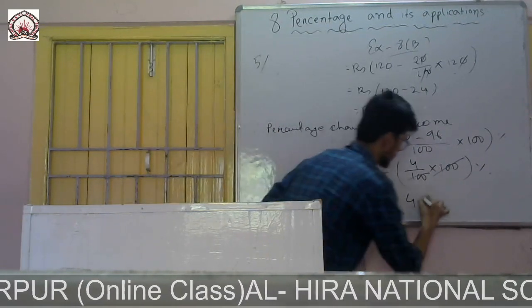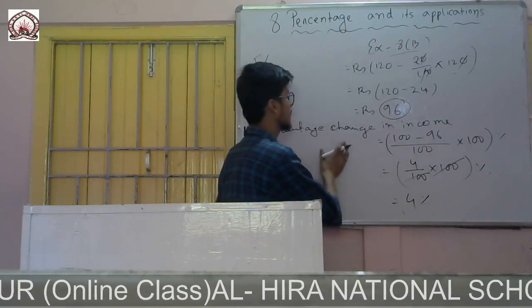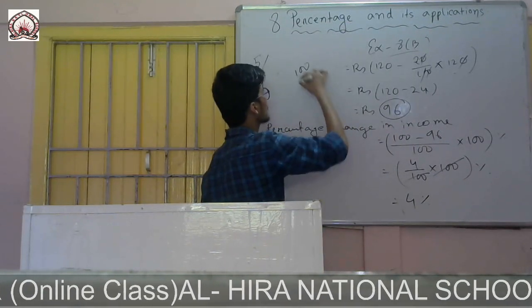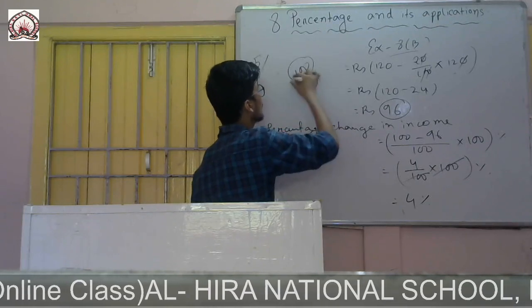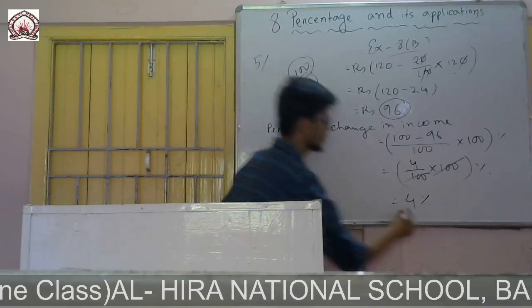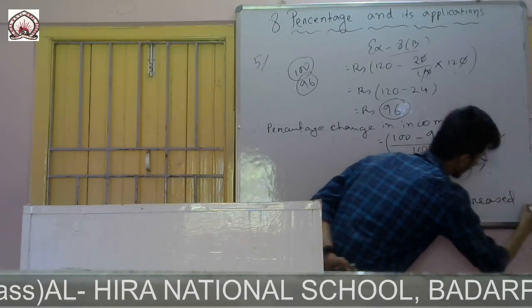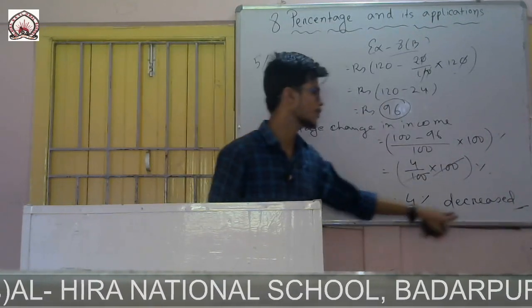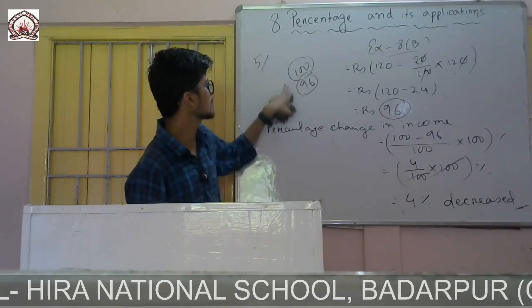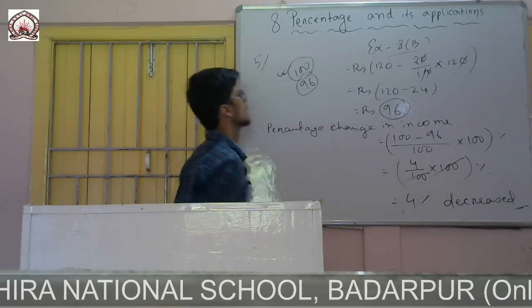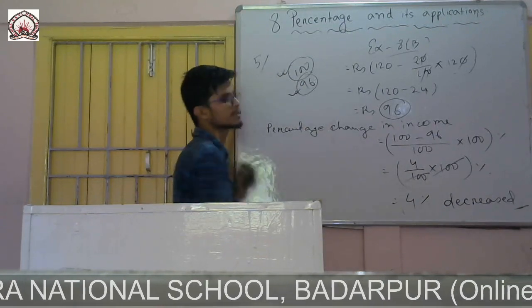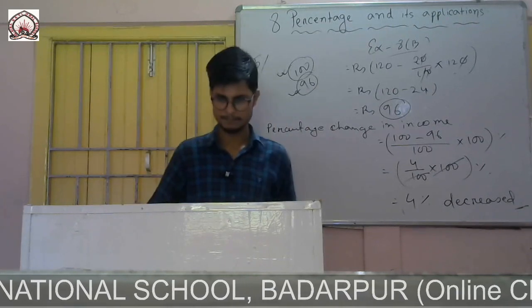So 4%. And what happened? On the income it decreased. Starting it was 100, now it became 96. Increased or decreased? It decreased. So you will write 4% decreased. Don't forget to write this one. 4% decreased you write, because his starting income was 100 and now it became 96. So that means it decreased. Okay.